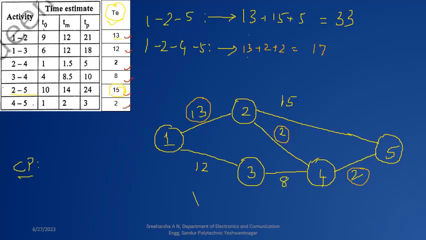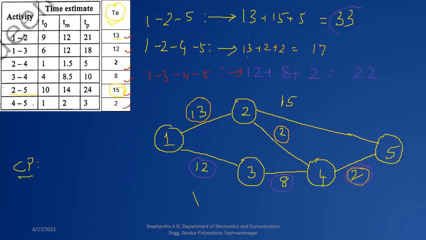Now, the next path that we may take is 1 to 3, 3 to 4, and 4 to 5. So if I take this, what will be the values here? 1 to 3 is 12, 3 to 4 is 8, and 4 to 5 is 2. So overall I'll get 12 plus 8 plus 2, which is 22.